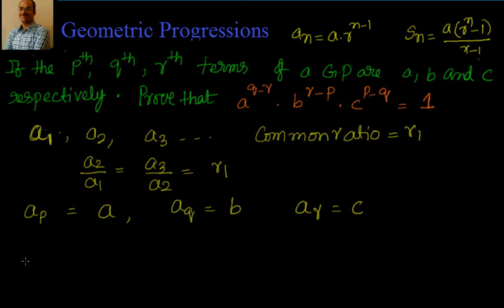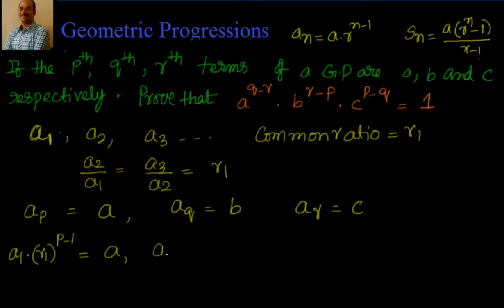a of p is equal to a1 into r1, where r1 is our common ratio. What is the formula? an equals a into r to the power of n minus 1. So a of p equals a1 into r1 to the power of p minus 1. This is equal to a.